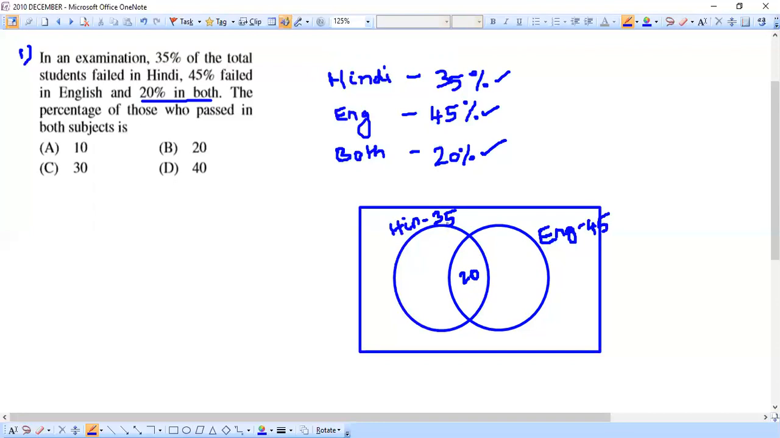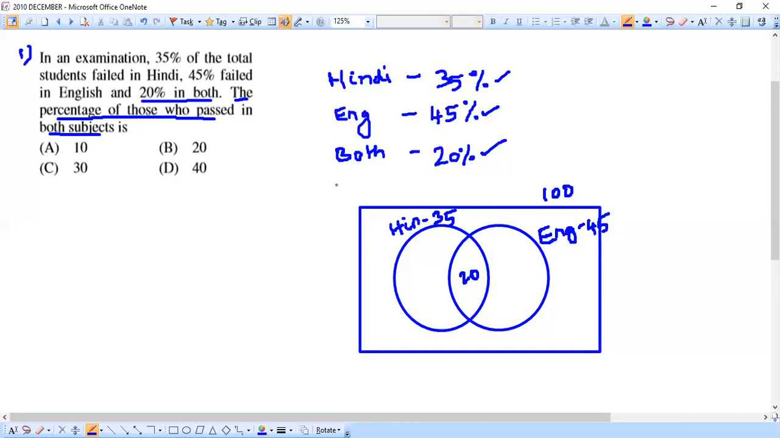Actually, what is the total percentage? Total percentage is always 100%. So we'll take the entire class to be 100%. Here we have Hindi failures 35, English failures 45, and failures in both subjects 20. Now let us see how many are passing in both subjects. This is the question: the percentage of those who passed in both subjects. This is what they are asking.